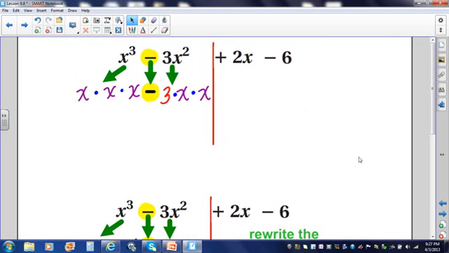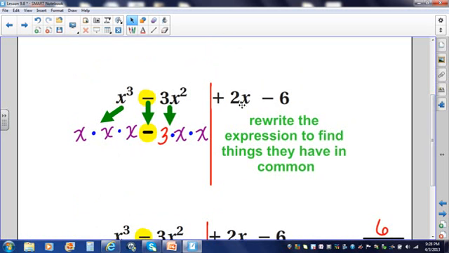So let's rewrite the left side of our polynomial. X to the third power would be x times x times x. You have 3 of them. Don't forget to bring down your subtraction sign or negative. This would be 3 times x times x.